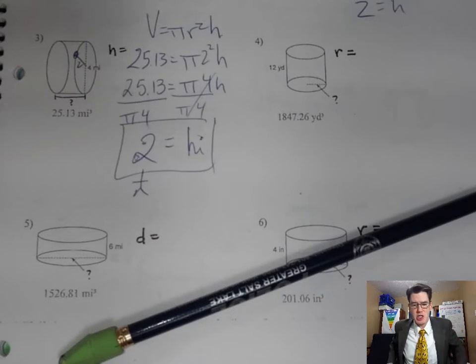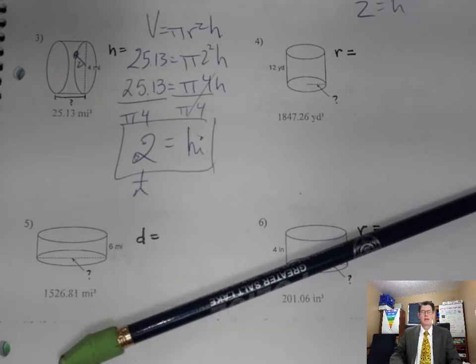Today's assignment is going to be much the same as yesterday's, except we're now going to be trying to find the radius or sometimes the diameter of a cylinder. So it's the same concept, same type of work.